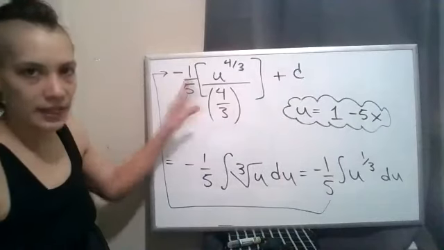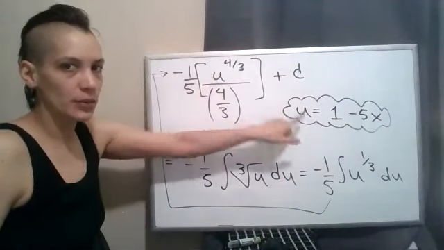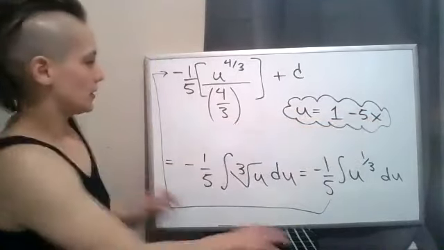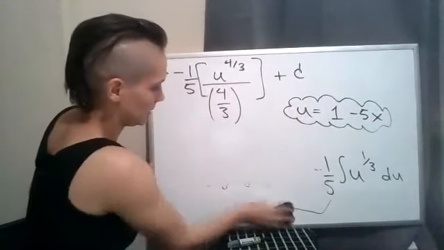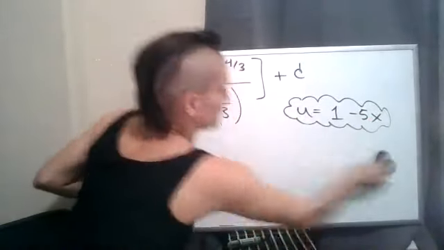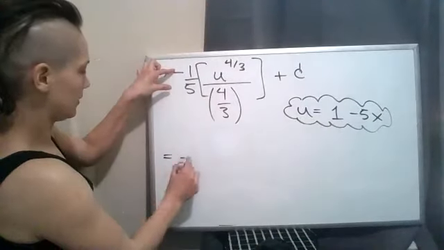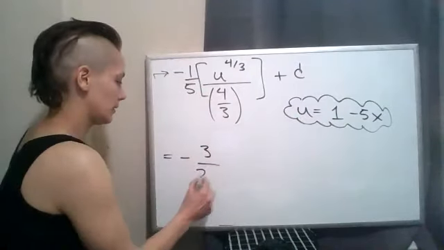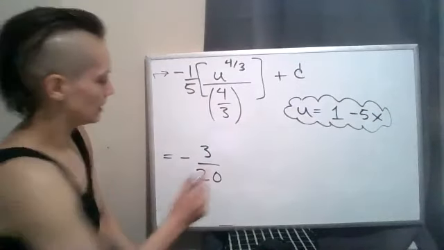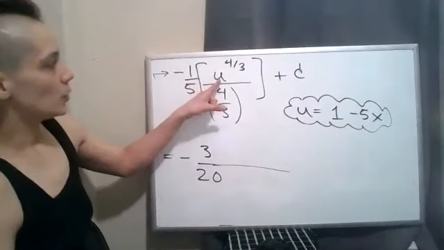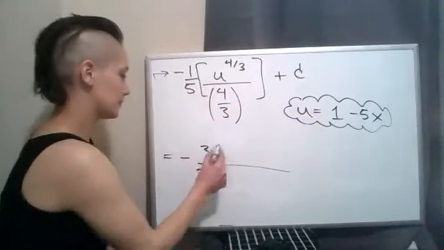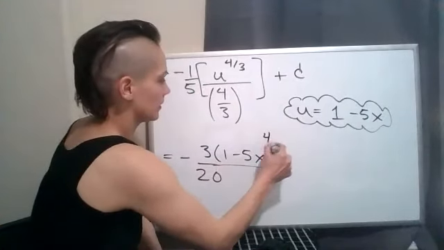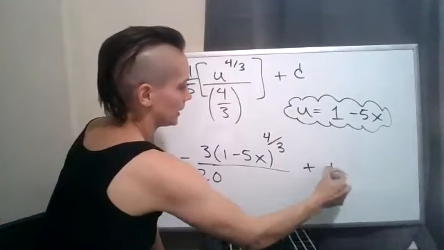Okay, so we want to simplify these fractions. We also want to replace u with what we had it equal to earlier. That way my answer is in terms of x. So last step is negative 1/5 times 3/4. Then u is 1 minus 5x. And it has a power of 4/3. And plus some number at the end.